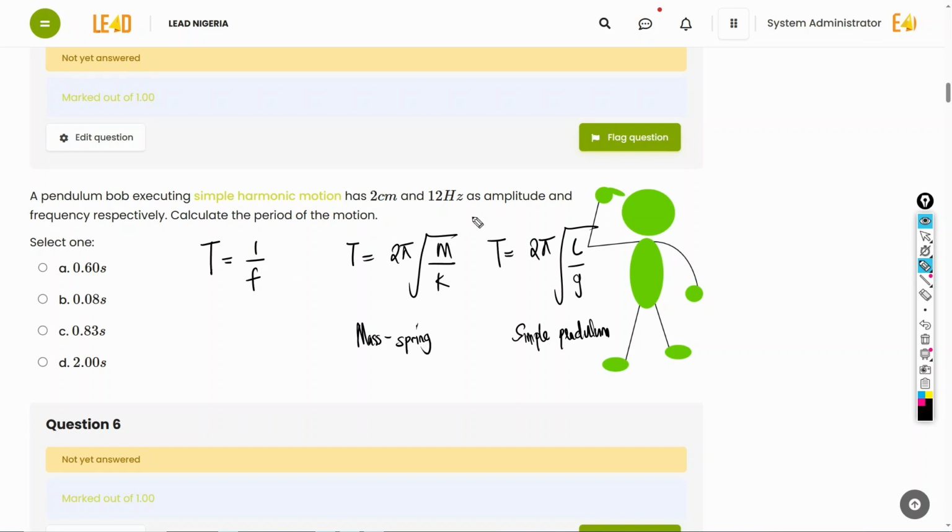But if you look at this, it's just this first formula. So it's just going to be period T is equal to 1 over 12, which will give you 0.083 seconds. That's option B.